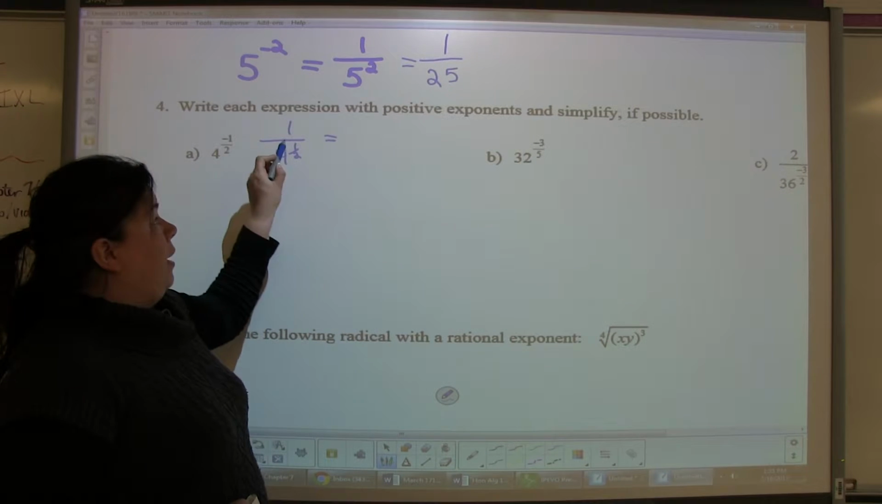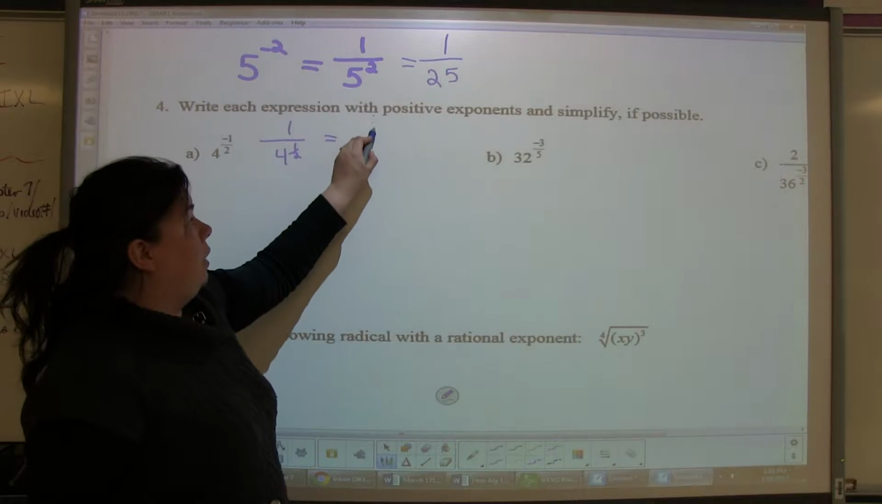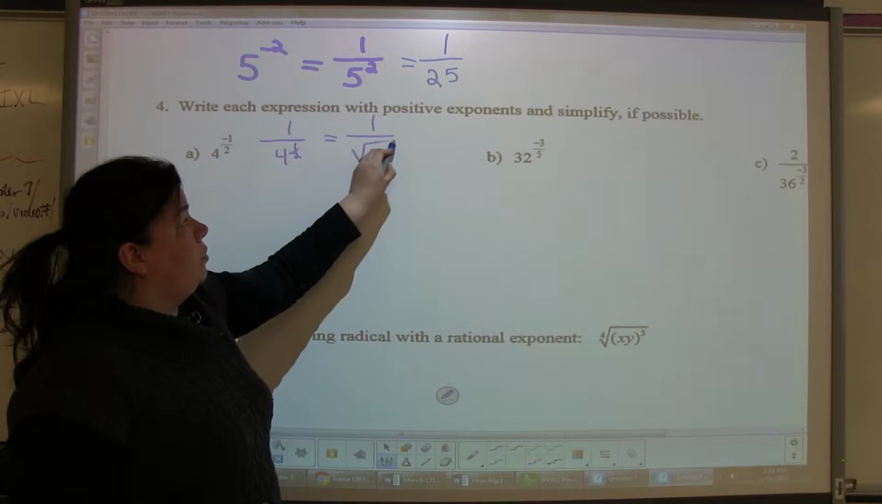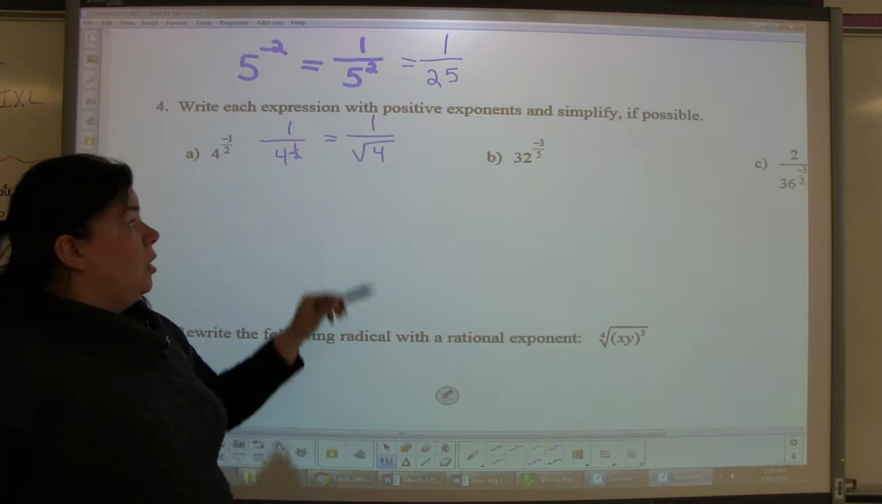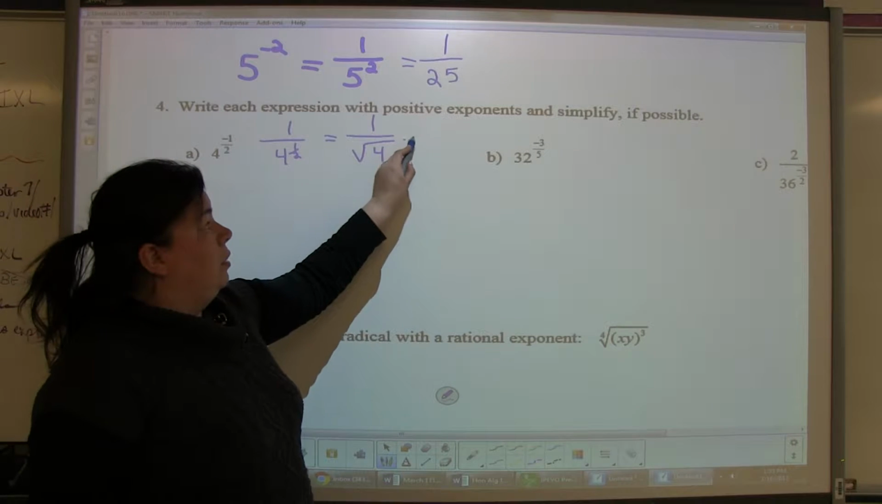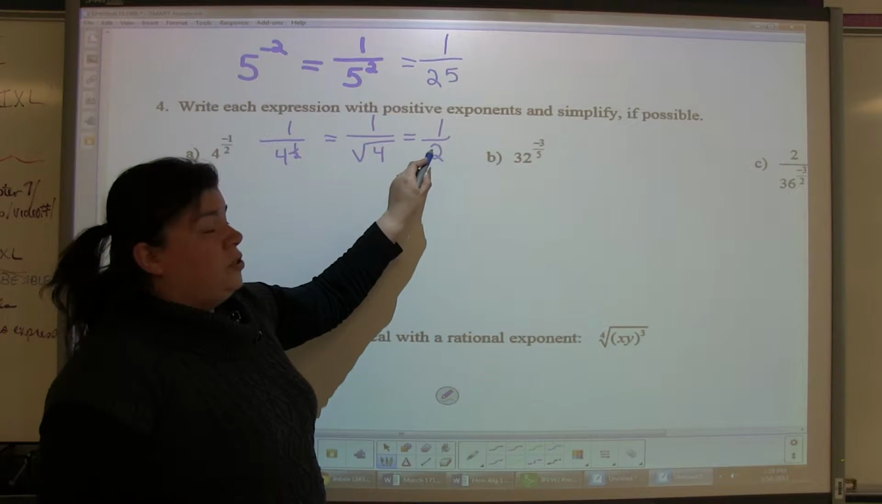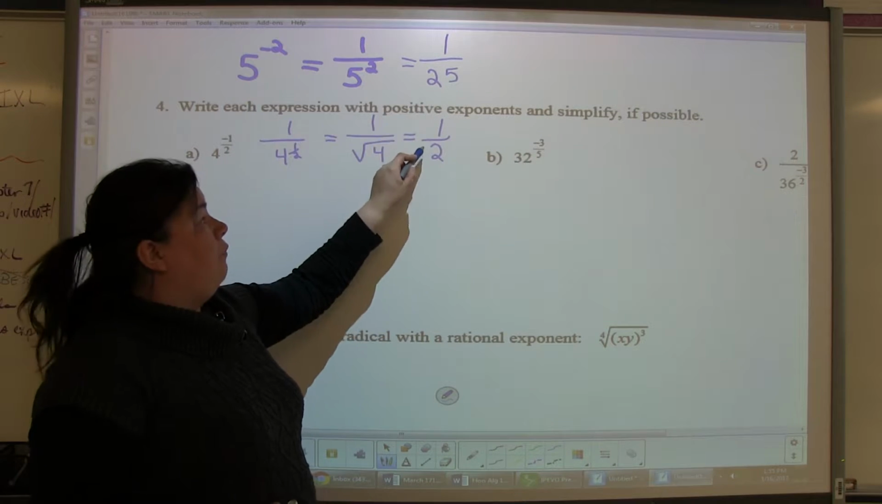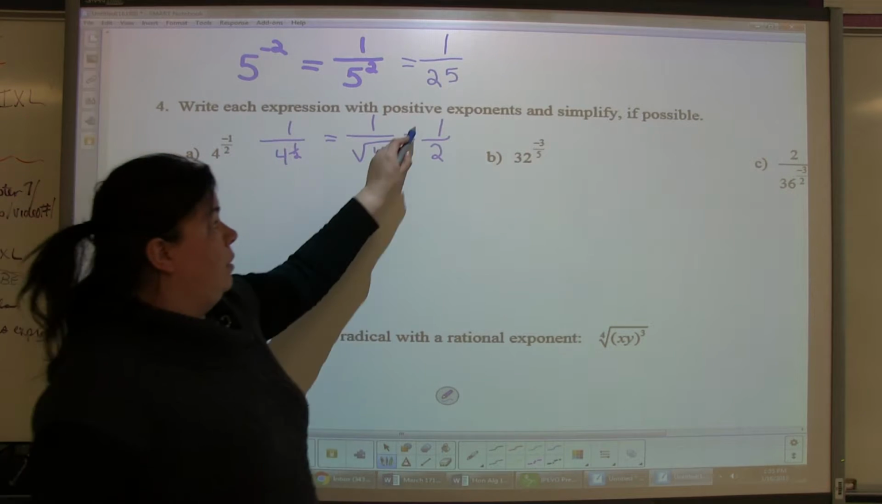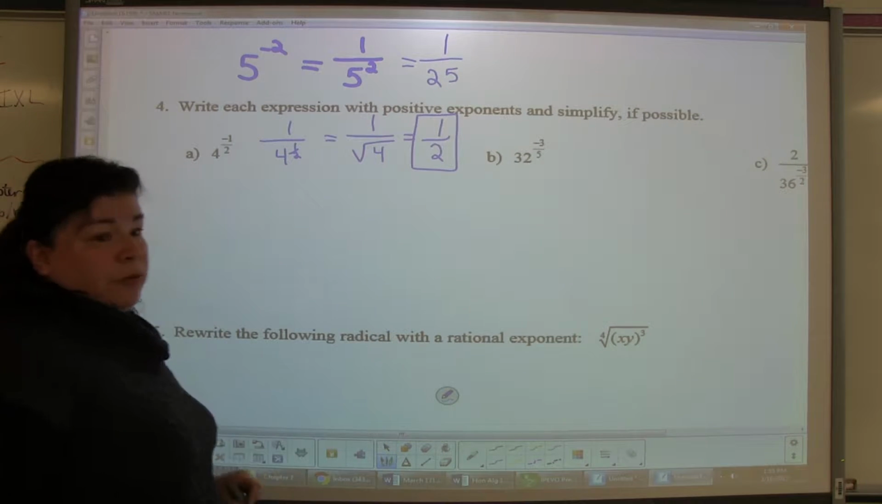So another way of writing 4 to the 1/2 power, recall, is the square root of 4. So the square root of 4 reduces to 2. So we have 1 over 2, or 1/2. So that's our final answer for number 4A.